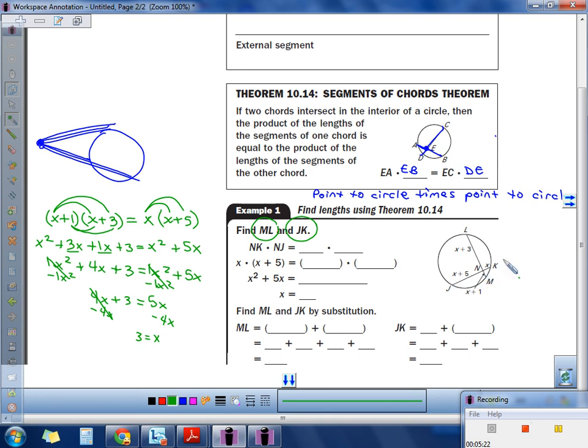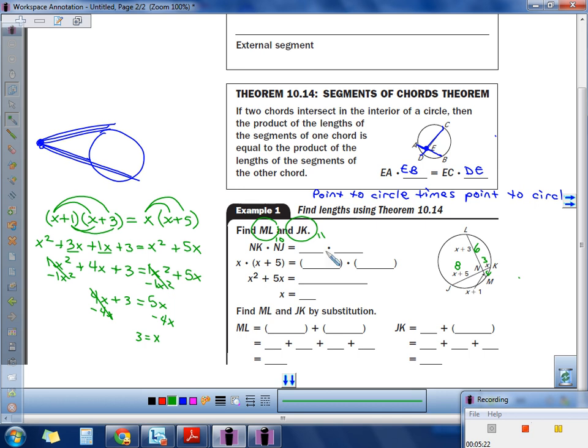So a lot of this we can do in our head. If we plug that 3 in right here, what's 3 plus 3? 6. And then I'll just write that out to the side. And then down here, if we plug in 3 plus 1, we get 4. So what's its total length? 6 plus 4 is 10. JK is pretty much the same thing. 3 plus 5, 8. And then just an x, so that's 3. And 8 plus 3 is 11.